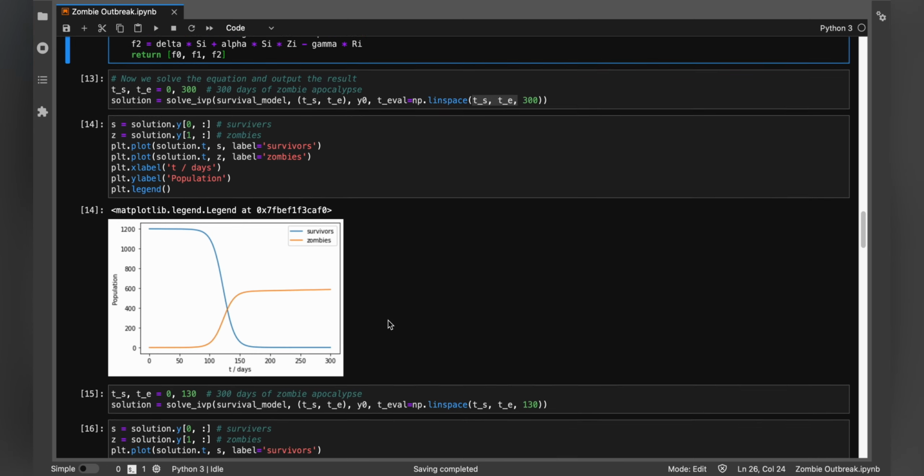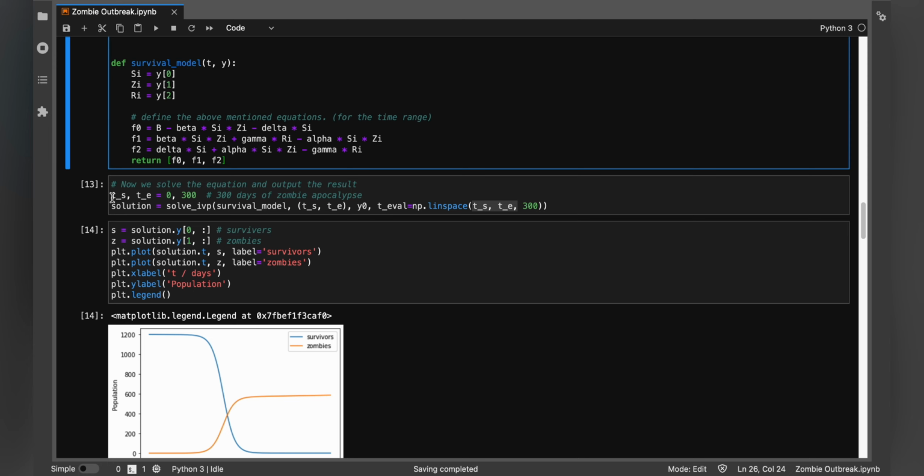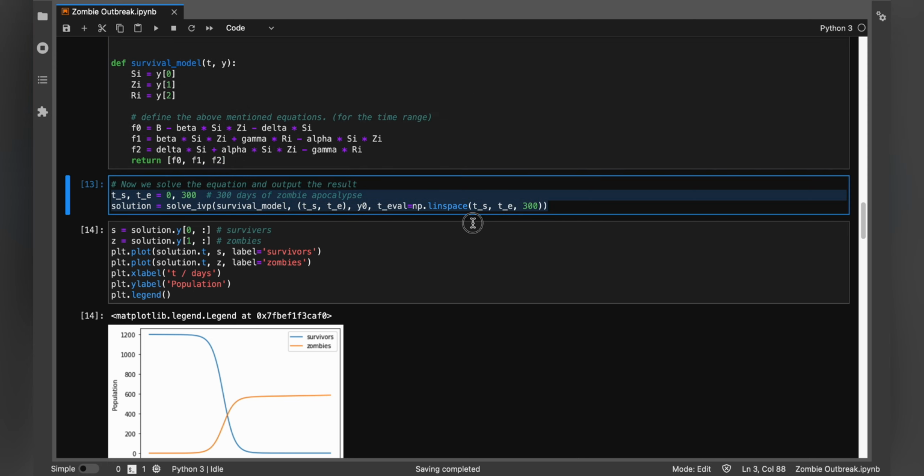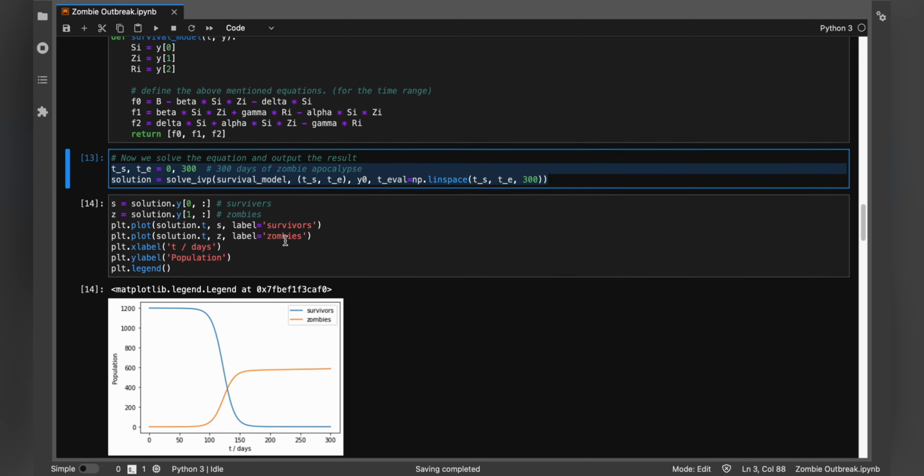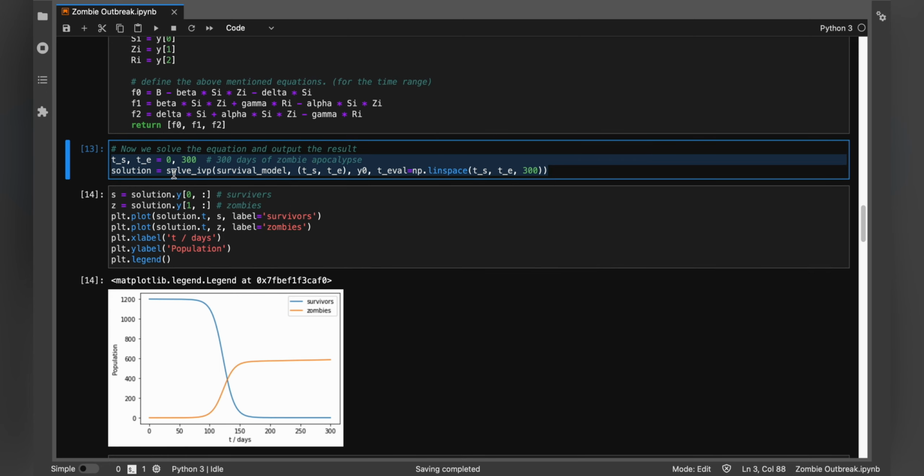But we are here to plot a graph. So in that we have taken an interval of 300 days. We are supposing that the outbreak will last for 300 days. So we have taken t start to t end as 0 and 300 respectively. And for the solution we are using solve_ivp, as I discussed earlier. And we have defined our model. So we are giving the model as input, the time interval and the initial parameters.